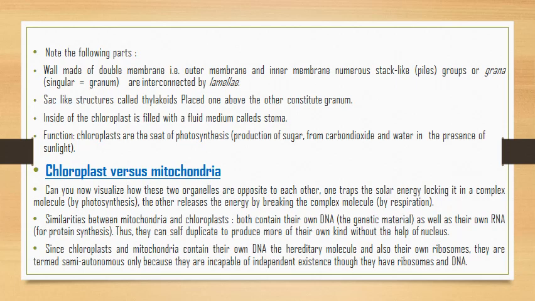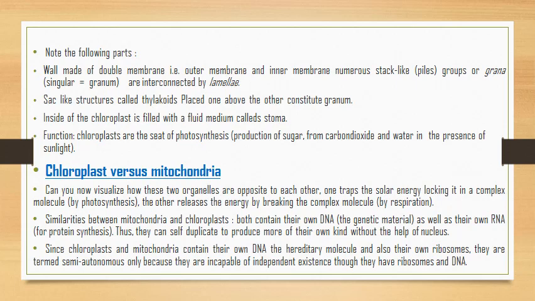Chloroplast versus mitochondria. Can you now visualize how these two organelles are opposite to each other? One traps the solar energy, locking it in a complex molecule by photosynthesis. This is chloroplast. The other releases the energy by breaking the complex molecule by respiration. This is mitochondria. Similarities between mitochondria and chloroplast: both contain their own DNA.